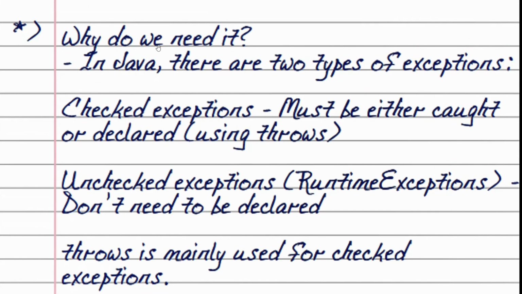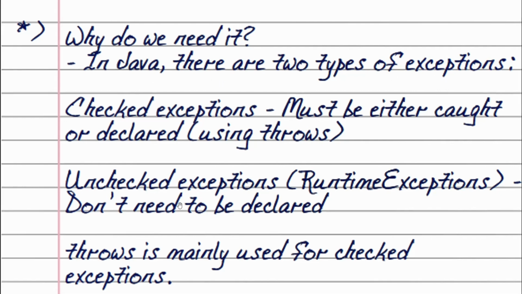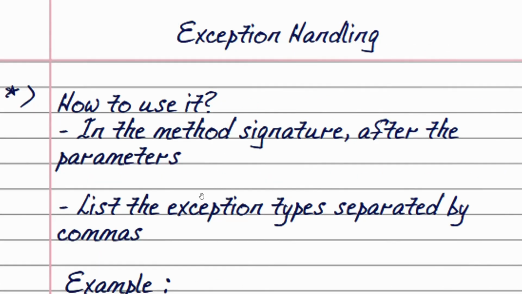Let's see why we need it. So why do we need throws? In Java there are two types of exceptions: checked exceptions and unchecked exceptions. Checked exceptions must be either caught or declared. And the unchecked exceptions, that is the runtime exceptions, don't need to be declared. Okay. The throws keyword is mainly used for checked exceptions only.